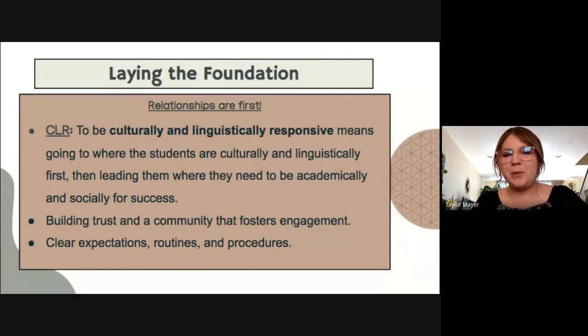But really, we're trying to set this foundation of, do we have these relationships and do we have an environment where students are really invited to be who they are in the classroom? Are they safe to express that? Are we creating a culture of learning that allows students to become engaged in a safe way, right?